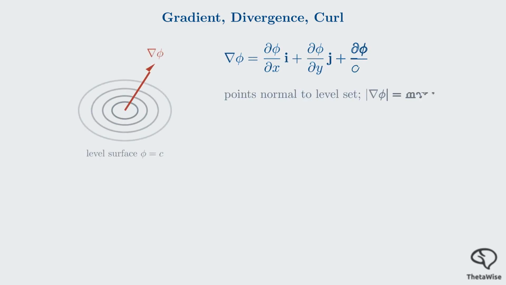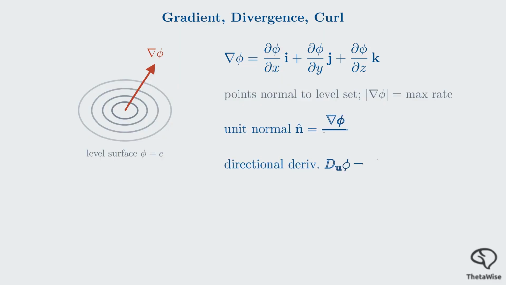The next machine acts on fields. For a scalar field phi of x, y, and z, the gradient is nabla phi, equal to partial phi over partial x in the i direction, plus partial phi over partial y in the j direction, plus partial phi over partial z in the k direction. Geometrically, the gradient points normal to a level surface, where phi has constant value, and its magnitude is the maximum rate of increase. A unit normal is the gradient divided by its magnitude. The directional derivative in a unit direction u is the dot product of the gradient with u.